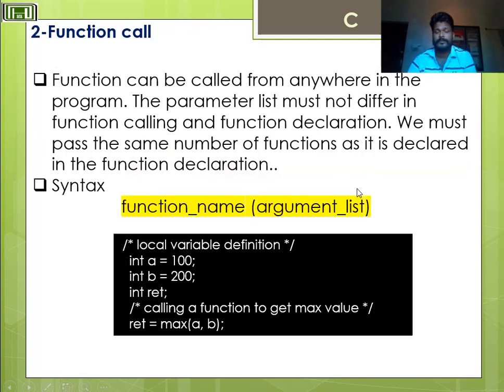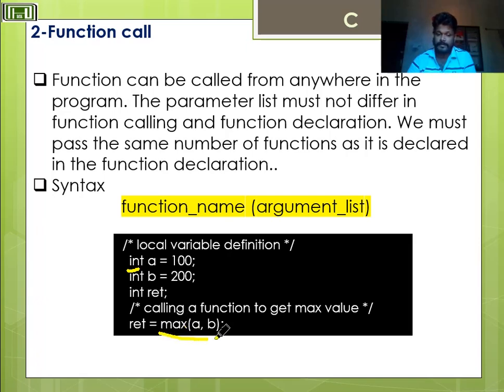Now moving to the function call. A function can be called from anywhere in the program, and for calling the function we need the following syntax: function name followed by argument list. So here is an example for calling a function. We have two local variables of integer data type: a is equal to 100 and b is equal to 200. And we have one more integer variable, ret, that is calling a function to get the maximum value. ret is the variable to assign the function result.